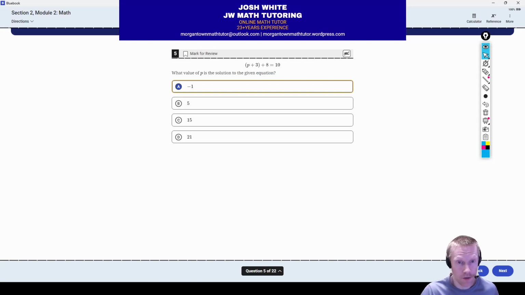Now, you could technically also solve this by back solving, meaning take your answer choices, plug them in for P, and see which one gives you 10 on the left side of the equation. I don't think that's the fastest method.